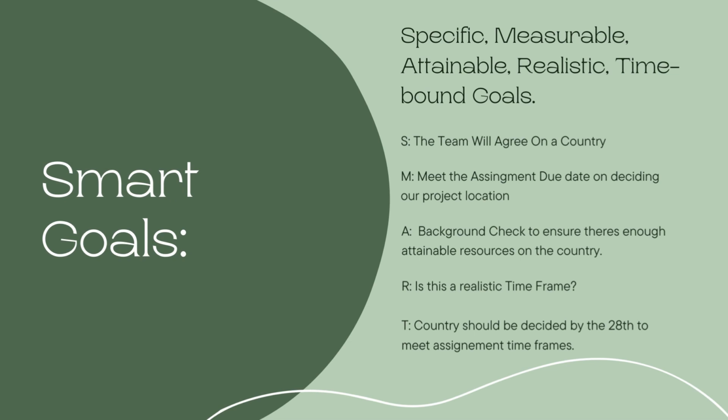So the SMART goals we used. SMART goals stand for specific, measurable, attainable, realistic, time-bound goals. For S, the specific, the team will agree on a country. That was the first step. For measurable, we wanted to meet the assignment due date, deciding our project location and accomplishing this assignment. Attainable, we chose to background check to make sure there's enough information and resources on the country that we decided on, to make sure that we could accomplish our goal of creating a project to study abroad.